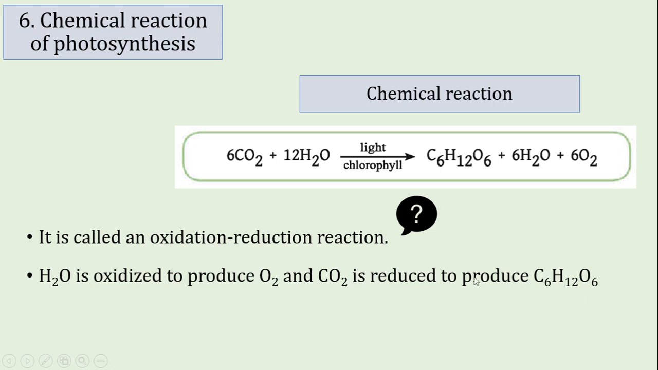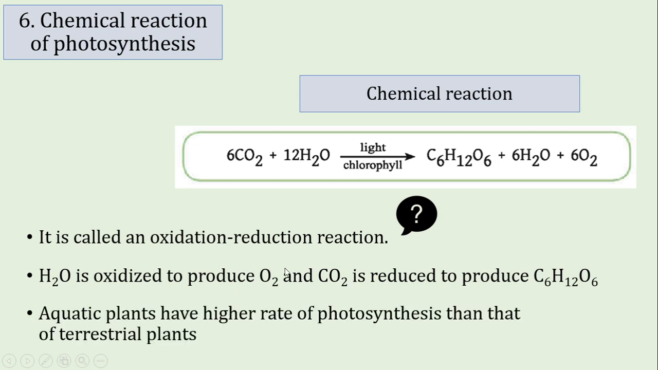And carbon dioxide is reduced to produce glucose. We know that reduction is a process when hydrogen is added to a chemical compound. Here we see carbon dioxide doesn't contain hydrogen initially, but carbon and oxygen, along with it, hydrogen is attached to produce glucose. So now this compound contains hydrogen. As hydrogen is attached with carbon dioxide, this process is called reduction. That is why we say water molecule is oxidized and carbon dioxide is reduced.